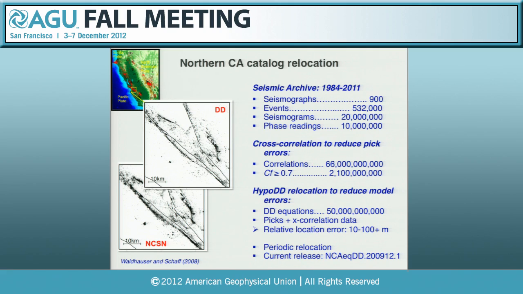So we have been producing and updating a so-called double difference catalog, which relocates multiple earthquakes at the same time, simultaneously, rather than locating earthquakes one at a time as done by most seismic networks. So we are almost finished with an update of the 2011 catalog. So the seismic archive goes back to 1984.